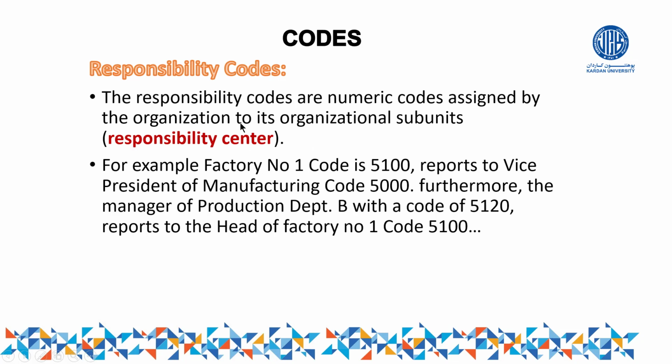The first one, responsibility code. As you heard before, while talking about the responsibility center, we said responsibility center means a unit of the organization. So responsibility code also belongs to the unit of the organization. Now let me read it from the slide itself. What is responsibility code? The responsibility codes are the numeric codes assigned by the organization to its organizational subunits. It means responsibility centers. So the codes that we provide for different units of the organization can be called responsibility codes.